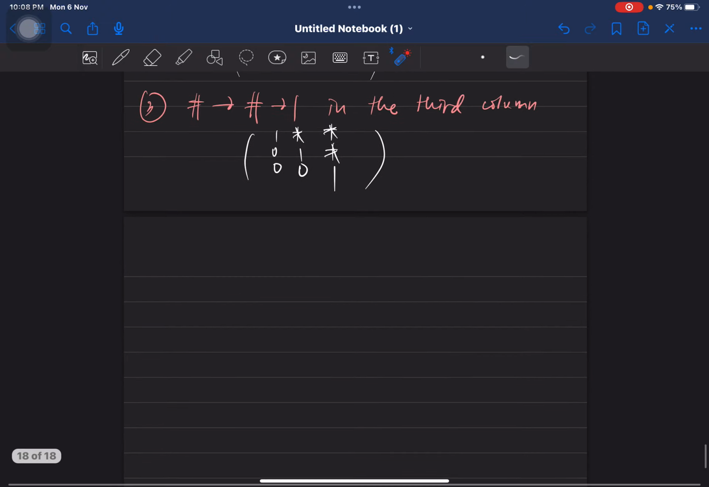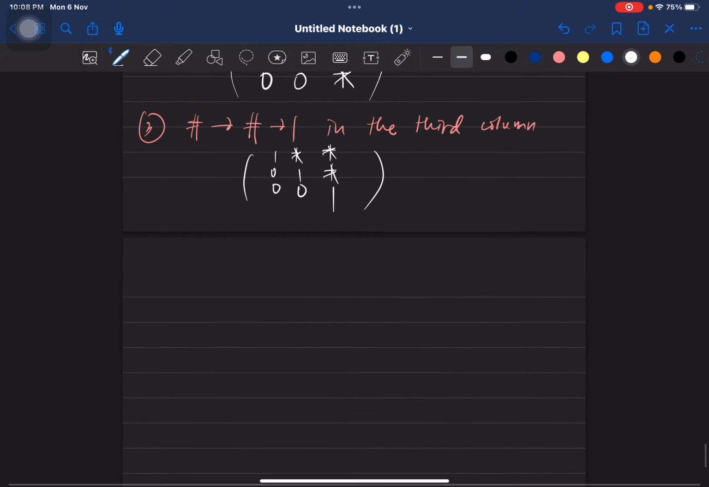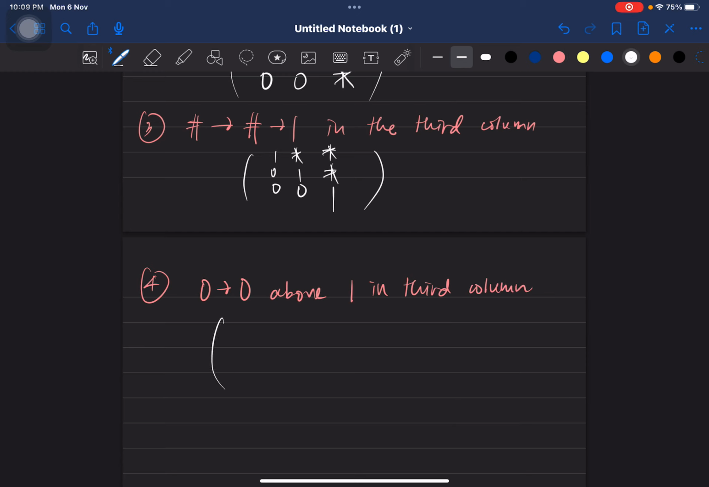And the fourth step, we go up and we create 2 zeros on the top. Okay, create 2 zeros on the top above the 1 in the third column. You want to create 0 0 here: 1 0 0, here is any random number, 1 0 1, and we want to create 0 and 0 here.